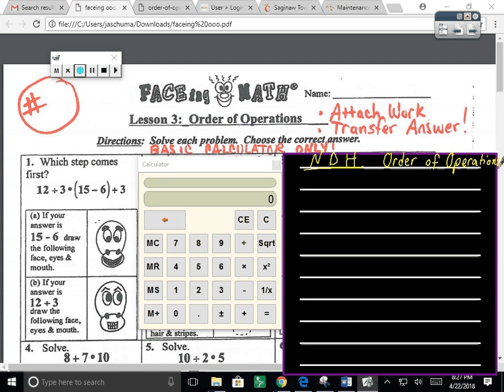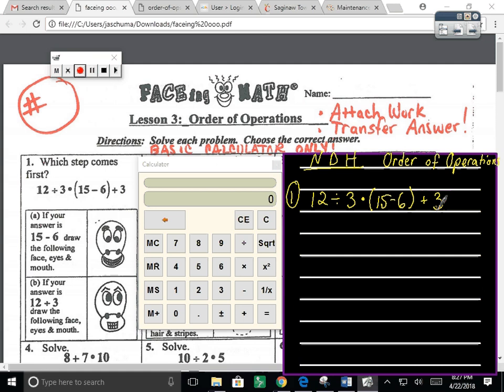All right, for the first problem, I want us to set this up. I want us to number these and organize them well. So we're going to look at number 1. It says, which step comes first? In this problem, I'm going to write out what they show us to do. 12 divided by 3, and that dot, I hope you remember, means times, and in parentheses, the quantity of 15 minus 6, and plus 3.